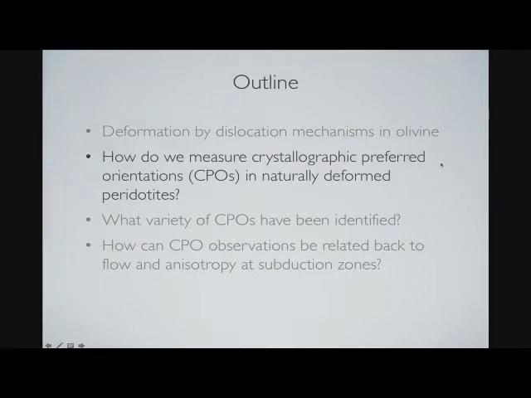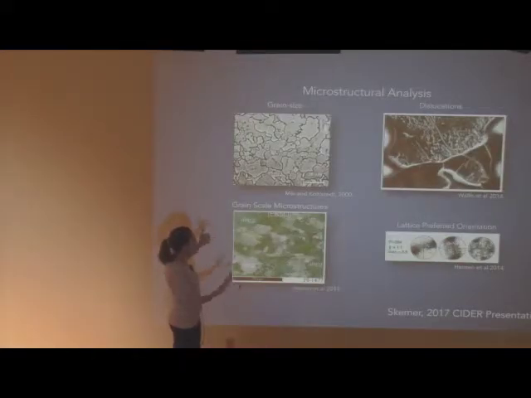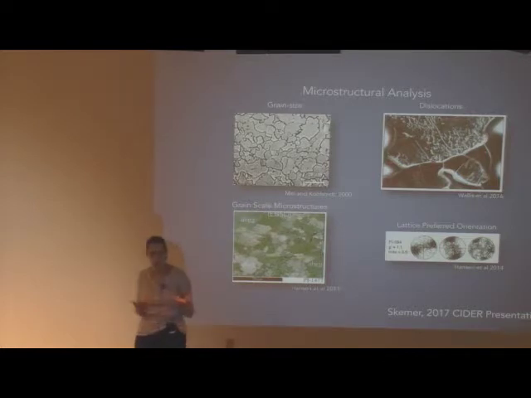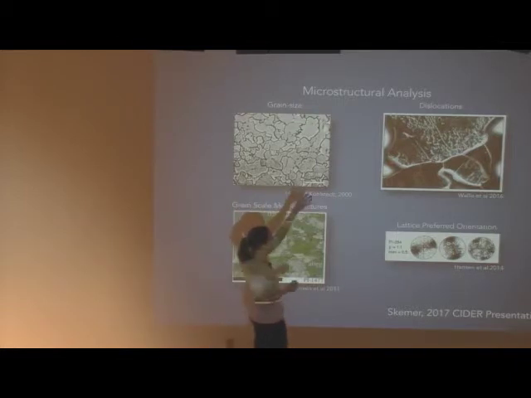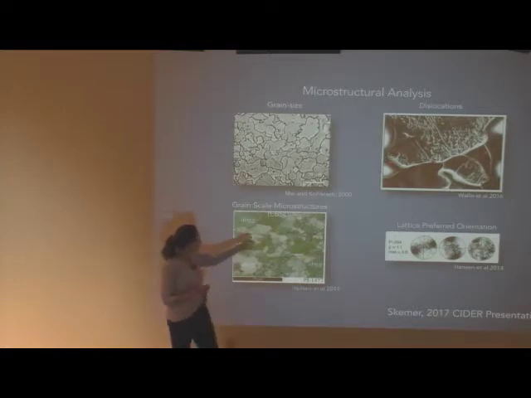Okay, so now I really want to show you how we measure the crystallographic preferred orientation in rocks, and how we make those measurements going from looking at field samples. So, one final link back to what Phil Skemer showed last week. This is another one of his slides. He had this nice summary of microstructural analysis. You can do a variety of things when you have samples of rocks, either the naturally deformed peridotites that we collect in the field or the experimentally deformed samples. You can look at the grain size. You can look at dislocation structures. You can also do these EBSD measurements that I will go into, and you can ultimately look at the lattice preferred orientation of your samples.